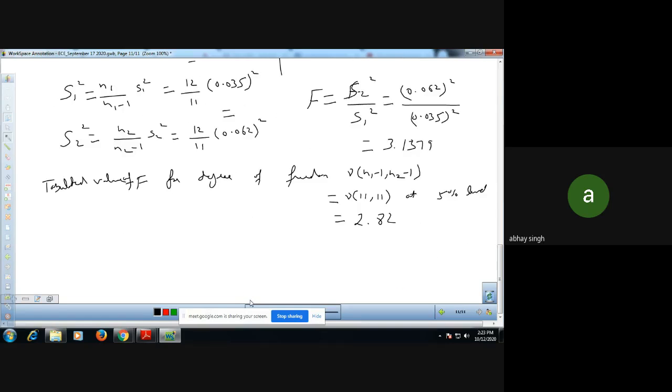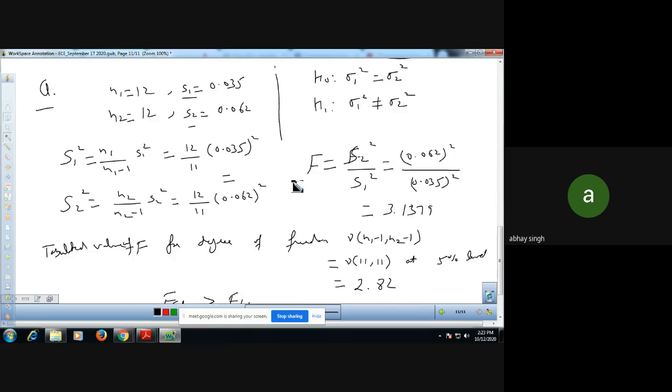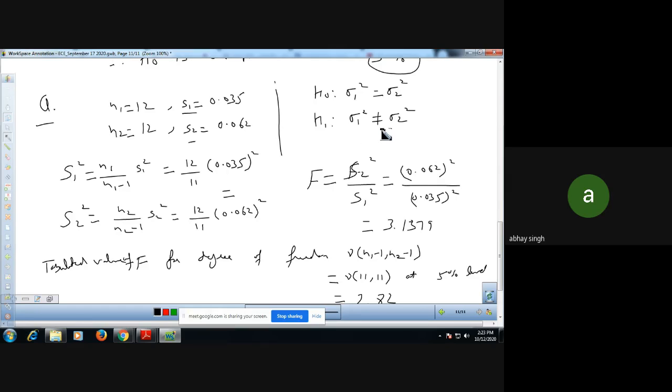And it is clear that F calculated is bigger than F tabulated. So if it is so, then the null hypothesis is always rejected. So in this case, the null hypothesis will be rejected. Null hypothesis rejected means alternative hypothesis will be accepted. So what is the alternative hypothesis? That both have different populations. So we can say that there is a variability in the variances of two population variances.